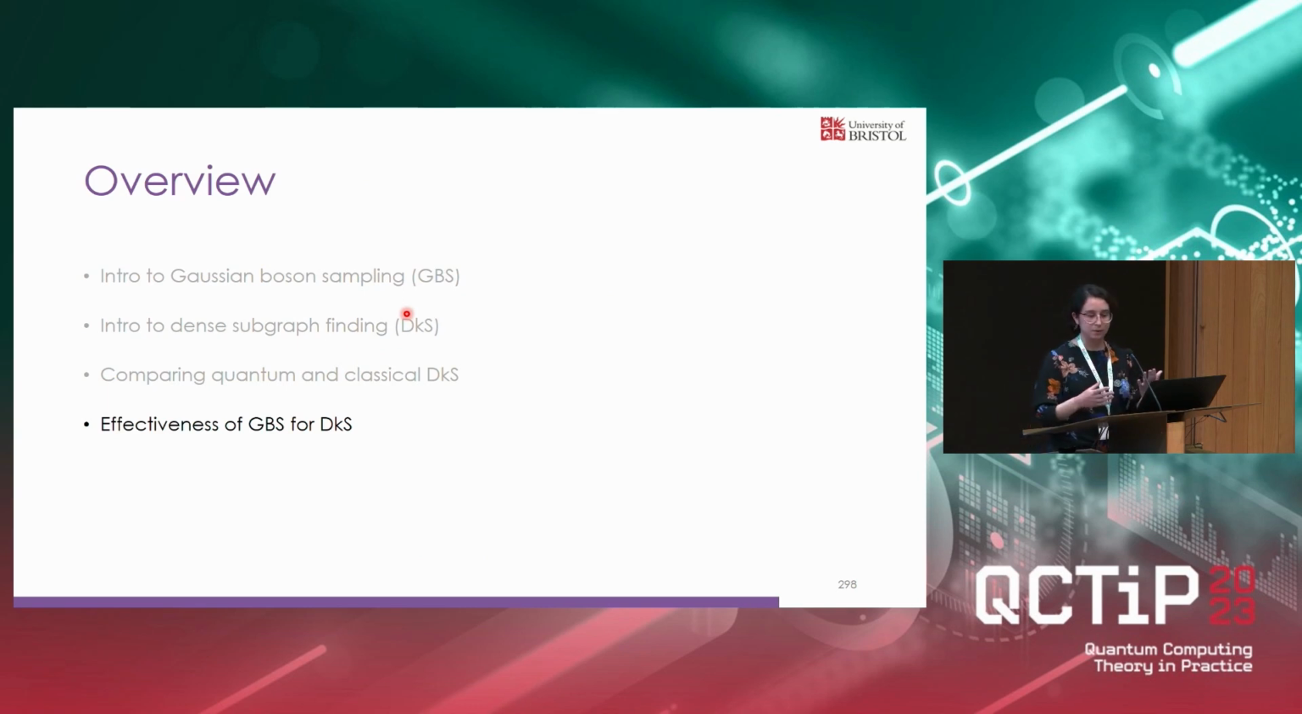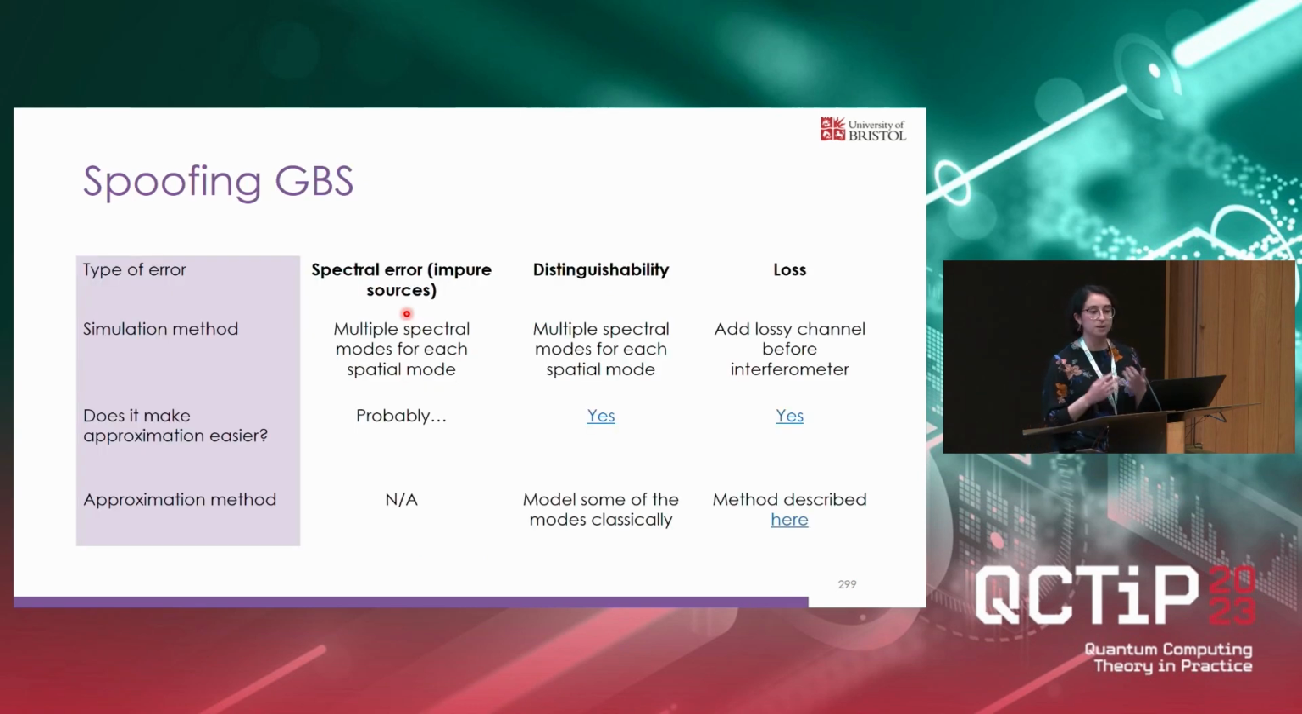So let's talk about what these mean. As I mentioned before, if you have different sources of error in a Gaussian boson sampling experiment, this makes it easier to classically simulate. So if you're trying to run a quantum advantage experiment, you need to show you're below certain error thresholds to actually claim quantum advantage. This is very well understood for loss and distinguishability, less so for spectral error, but it's still suggested.